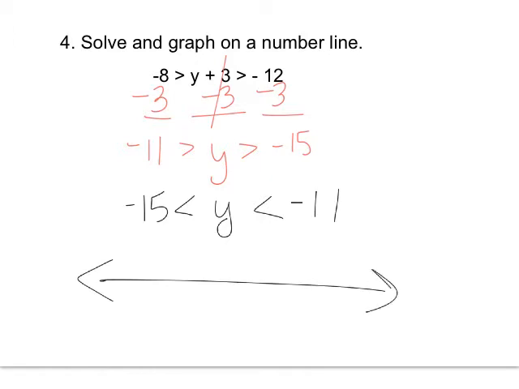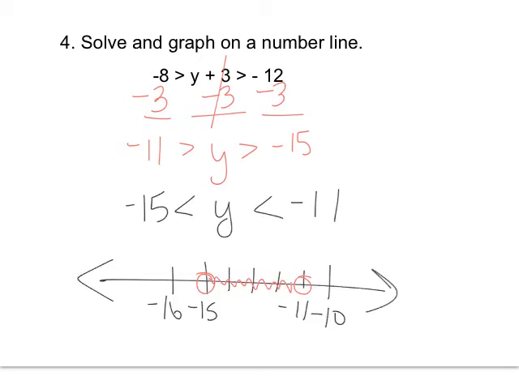So on a number line, let's say here's negative 10, negative 11, negative 12, negative 13, negative 14, negative 15, negative 16. Y is going to include all the numbers that fall in between negative 15 and negative 11.